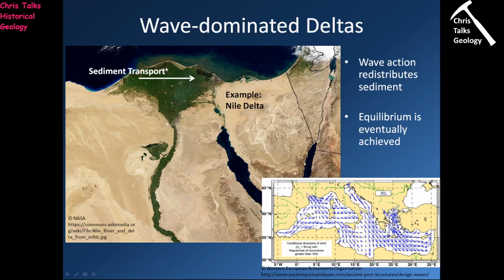And obviously, the action of the waves stops the delta getting any larger. So you've reached a point of equilibrium where the amount of sediment being deposited is equal to the amount of sediment being removed by the waves.